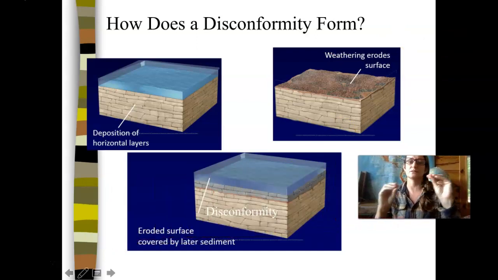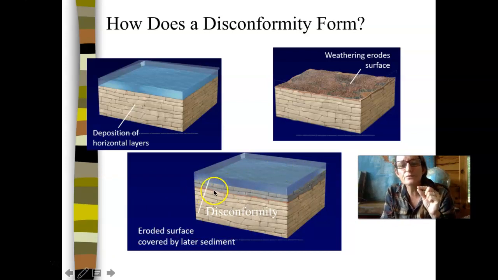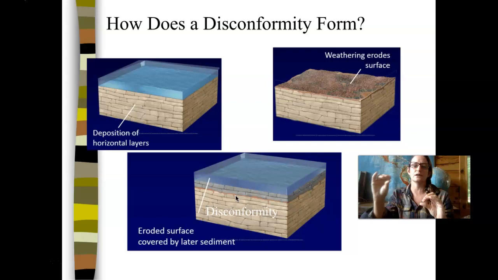Sea level rises again. More limestone is being deposited, but there's that missing time. It's representative of this erosional surface here. That's the disconformity, where old limestone was eroded as sea level dropped, and then as sea level came back up, new limestone is being deposited on top of that disconformity.